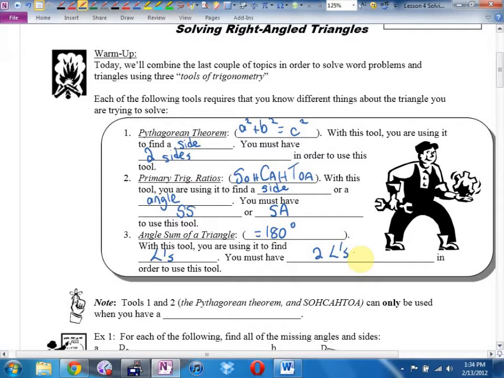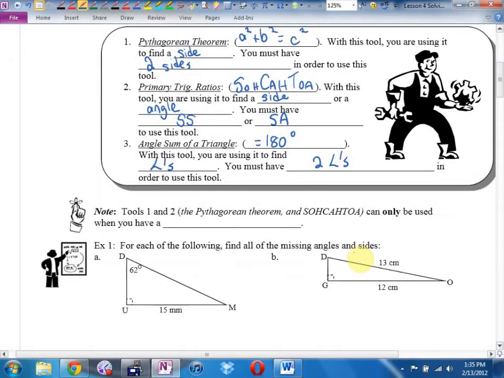Okay? We do have an important note. Nicole, the first two tools, Pythagoras and SOHCAHTOA, can only be used when you have a right-angled triangle. And we are in two or three lessons going to start to look at non-right angle triangles. And that's where the new stuff begins. We're going to learn something called the sine law and the cosine law. Also useful, especially in physics, but a little bit trickier. Okay.